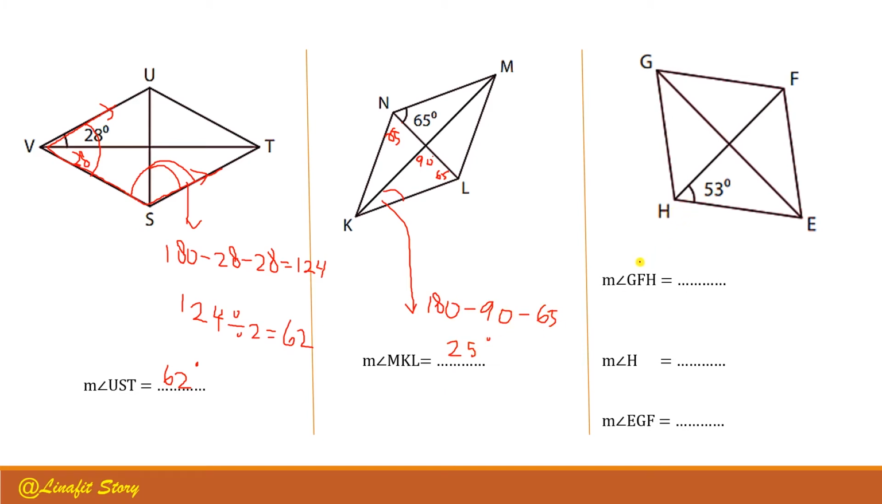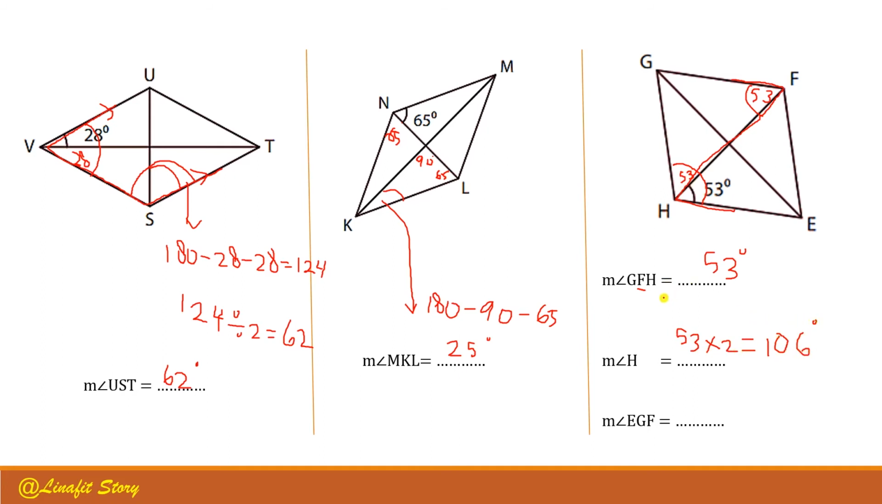And then here, FHE is 53 degrees. We will find GFH. Z shapes are equal. This is also 53 degrees. To find angle H, this is 53, this is also 53. So 53 times 2 is equal to 106 degrees.